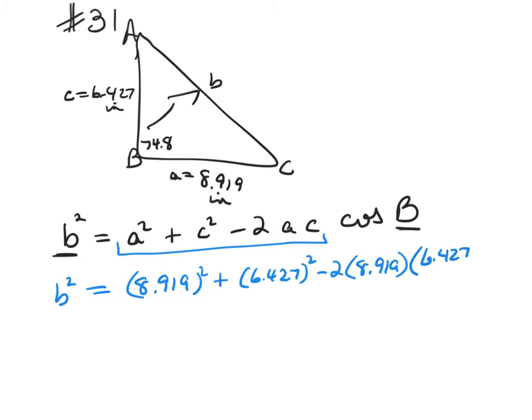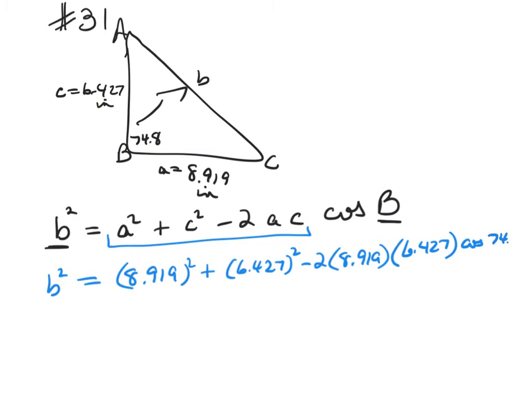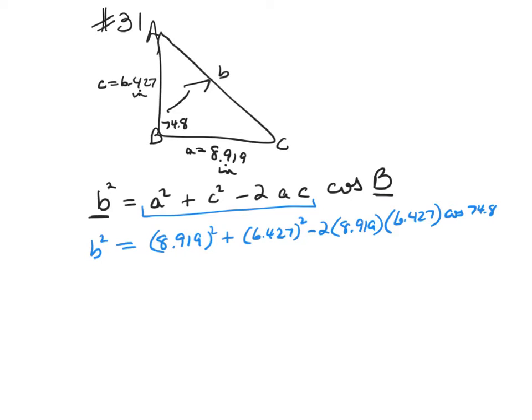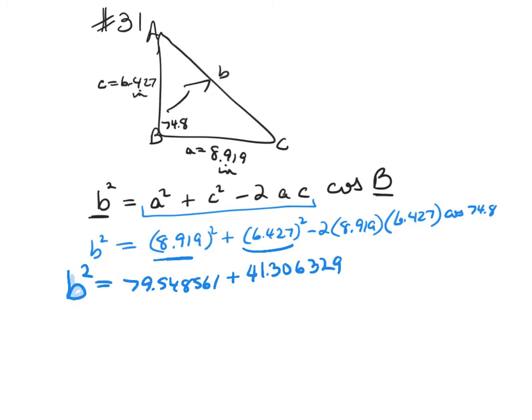times 6.427 times the cosine of 74.8. Now, this one you could actually do continuous in your calculator. However, you might want to use parentheses. Let me go ahead and I'll show you what I get each time. I'll square them all individually. So b squared. I'm going to square this one. 8.919 squared gives me 79.548561. I'll square this one, 6.427. And again, you can do this continuous on your calculator. You don't necessarily need to be writing down all these little steps. When you're taking the quiz next week, I would definitely show me what you're plugging in. That way, in case you're messing up, I can see that you did use the correct formula.